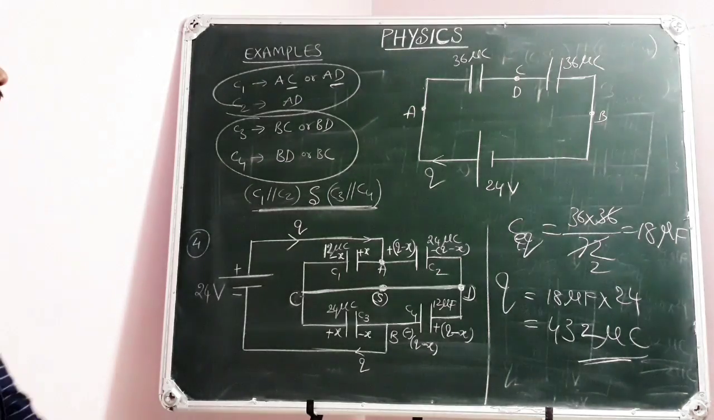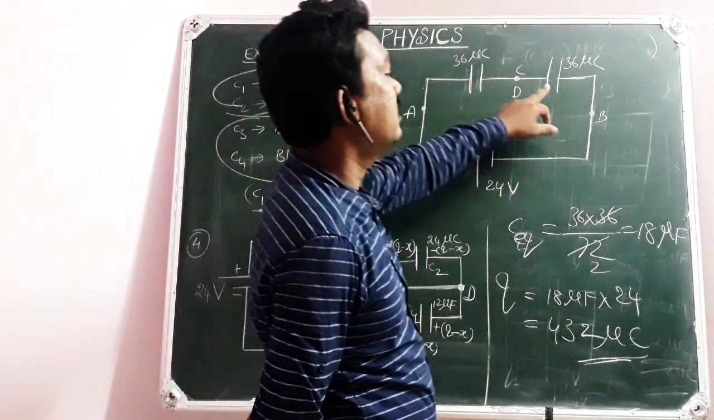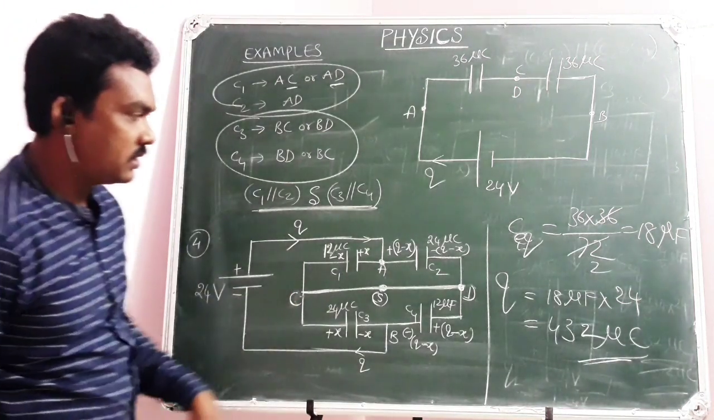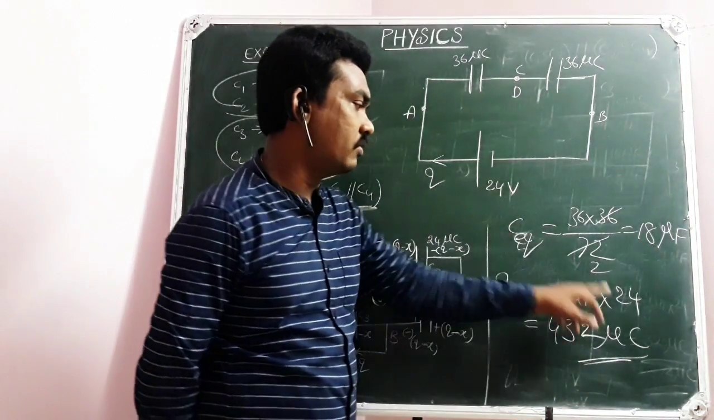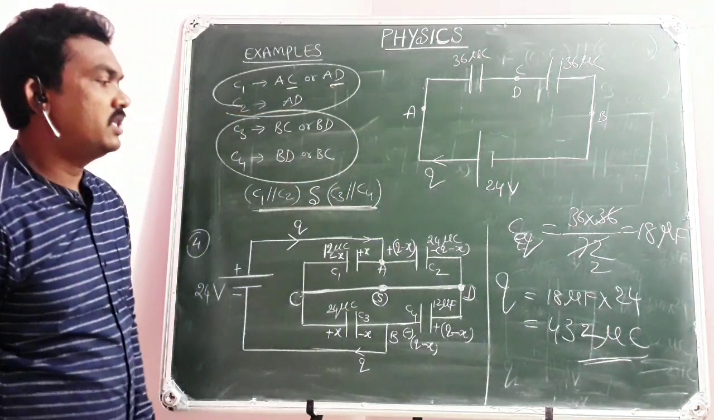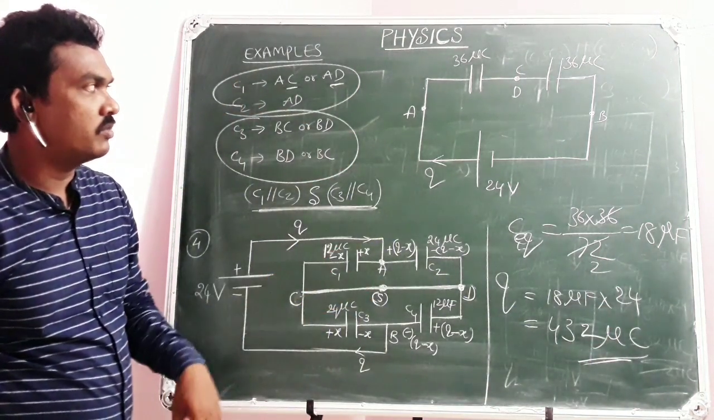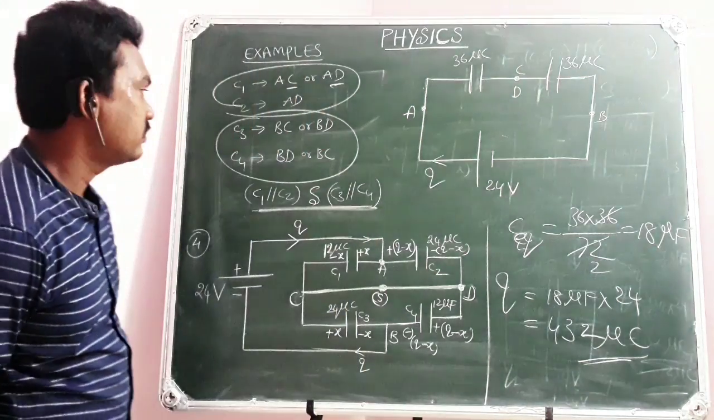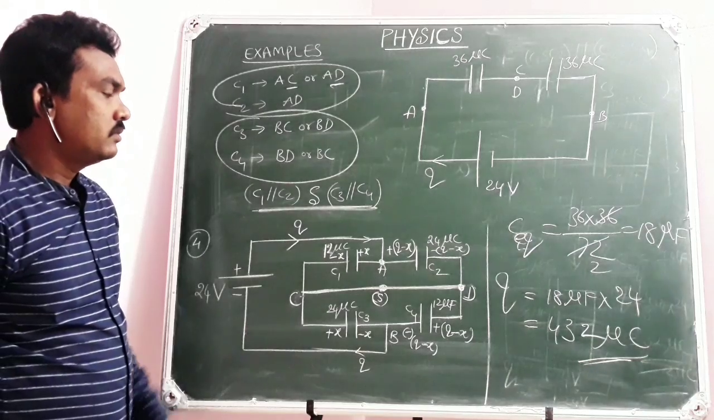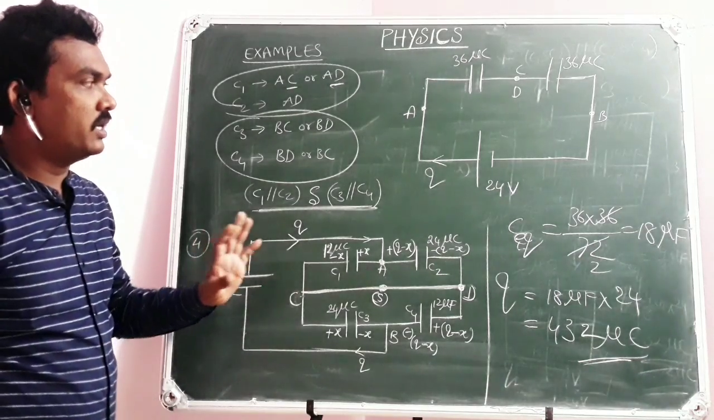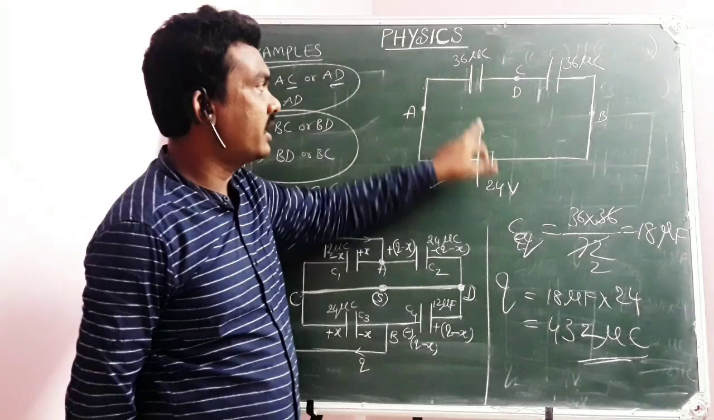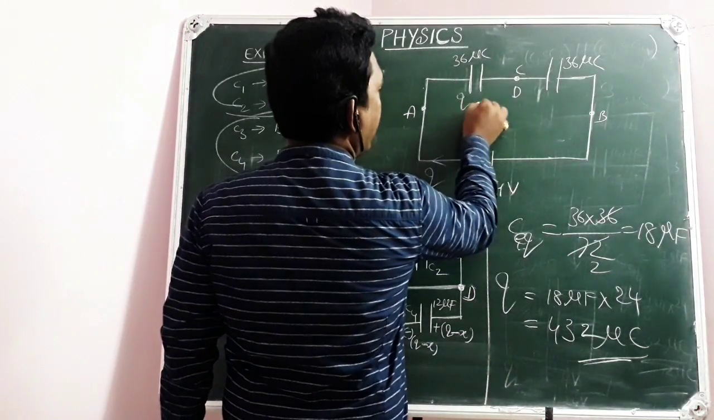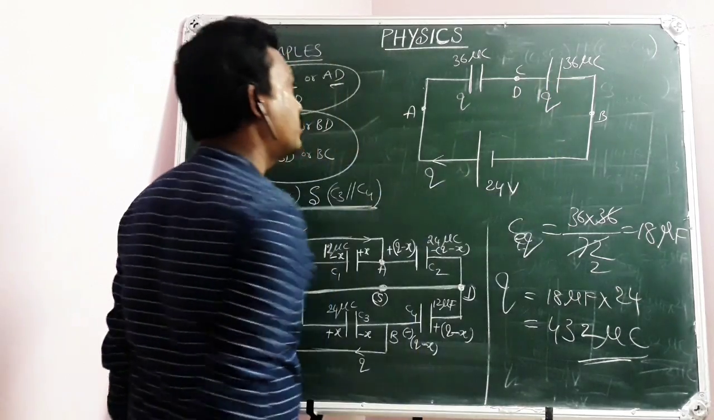Check the calculation part. Equivalent capacity in series combination is 18 microfarad. Q is equal to C into V, C is 18 microfarad, V equal to 24 volt. So 18 into 24 is 432 microcoulombs. That charge will be distributed equally to this combination. This is how the fourth question can be calculated for total charge and equivalent capacity. Of course, on this side 432 microcoulombs, and on this side also 432 microcoulombs.